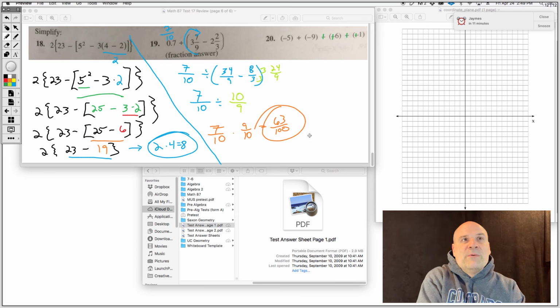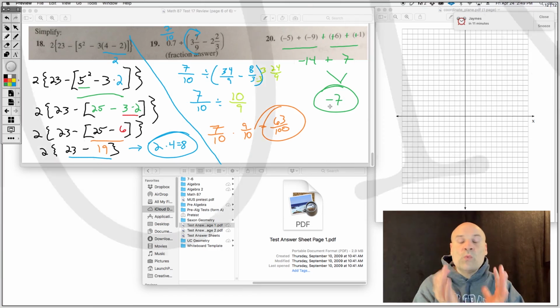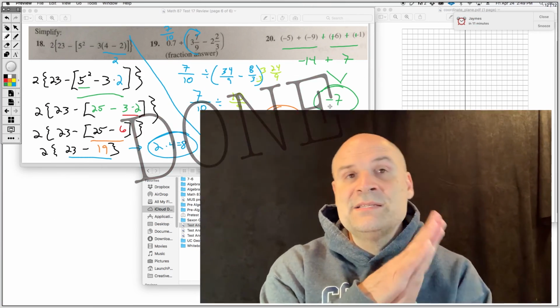Okay? So now we've got a couple negatives and a couple positives. Let's add the negatives together. You got a negative 14 up against a positive 7. Who do you think is going to win? The negatives again win. So, and there's negative 7 left over. That is number 20. And that is the last question on the last test of the year.